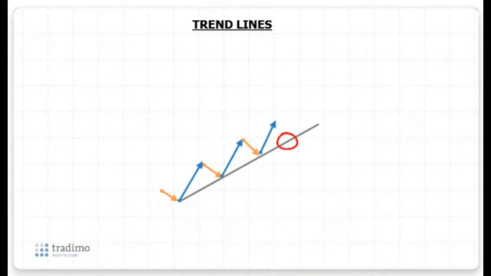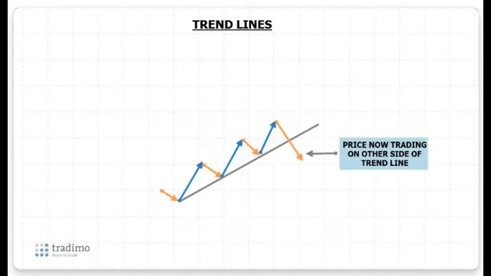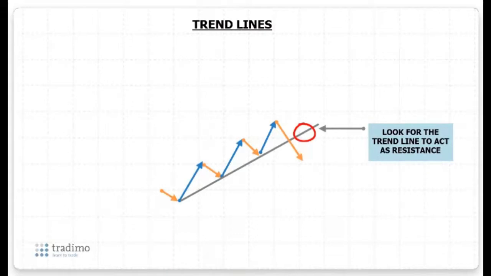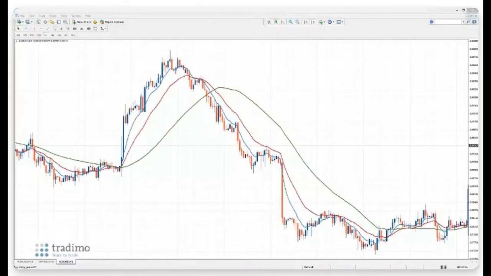When the trend line eventually gets broken and price trades on the other side of the trend line, look for the trend line to now act as resistance. Let us now look at an example of how we can use this concept when trading the zone trade.